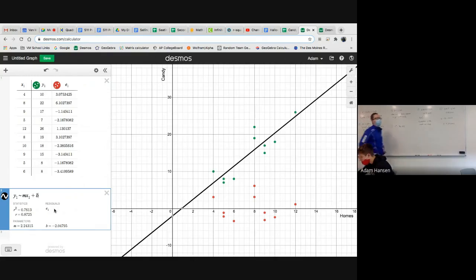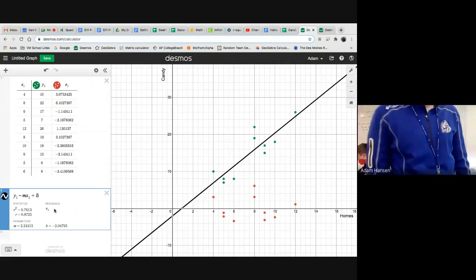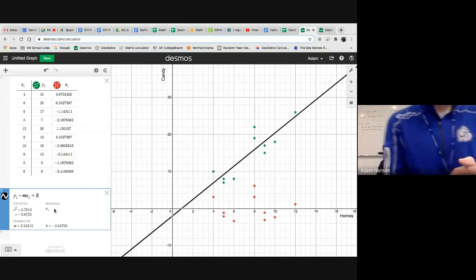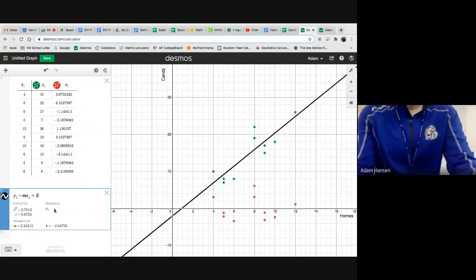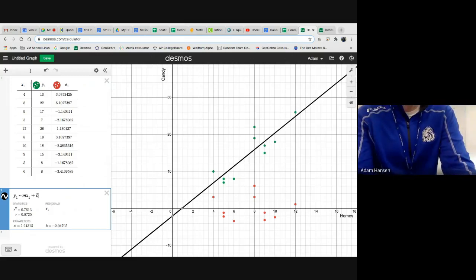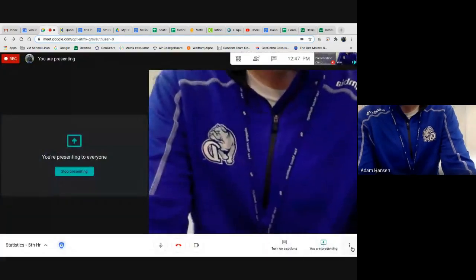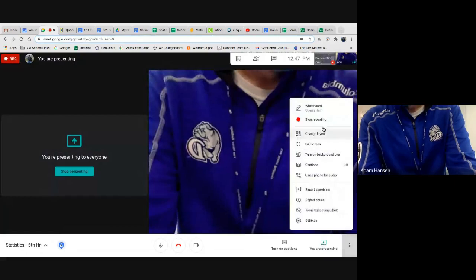Desmos can do the residuals for you with that residual button that you're seeing right there on Desmos. Cool, cool, cool. We'll do some more practice with this tomorrow. I just wanted to show you how to use Desmos to do trend lines for you today. Let Desmos do all the work for you. And some more practice with interpreting and using your trend line that you're given.